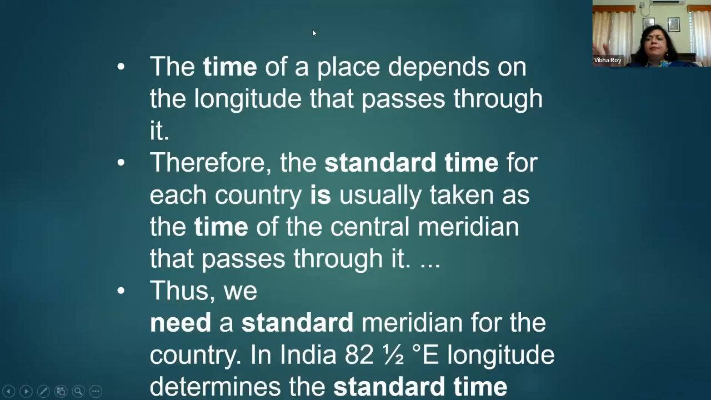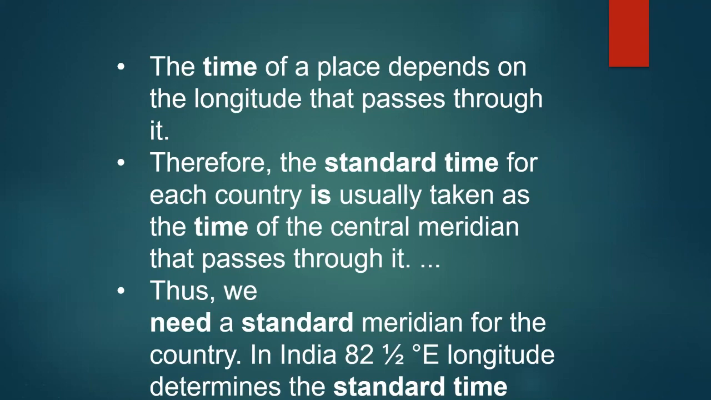But in India, a big problem we are facing. If you calculate the westernmost longitude and the easternmost longitude, we see a difference of 30 degrees. So 30 degrees means how much difference of time will it be? 120 minutes, which means 2 hours.